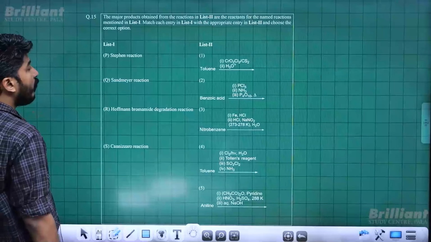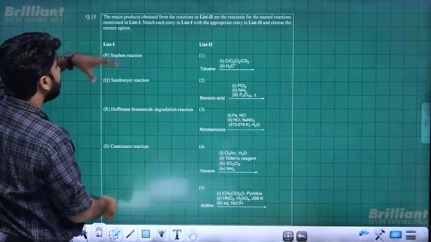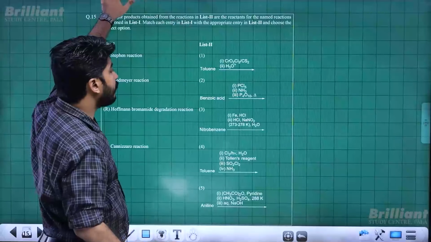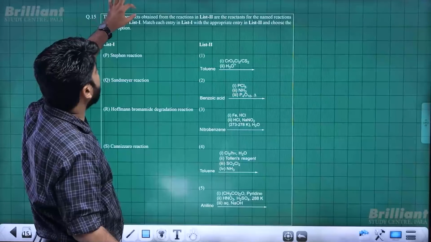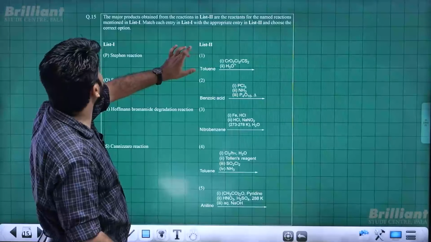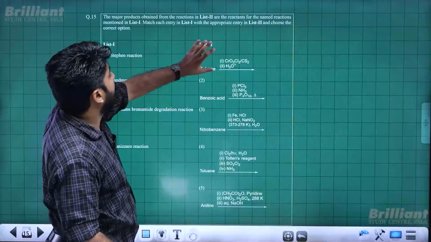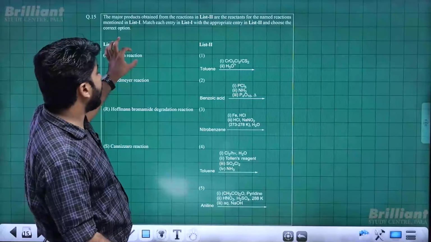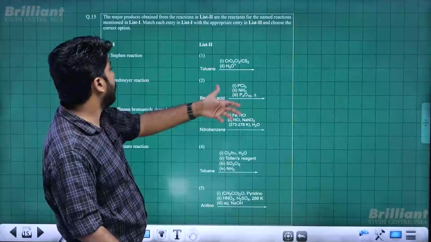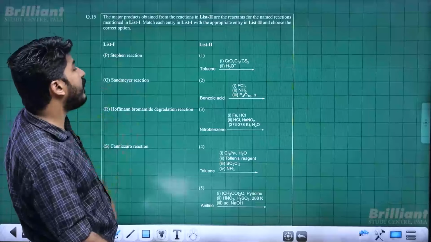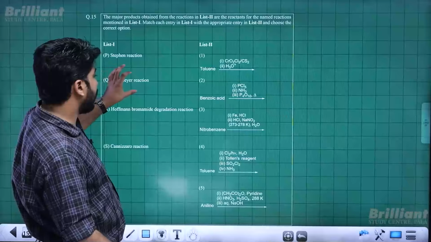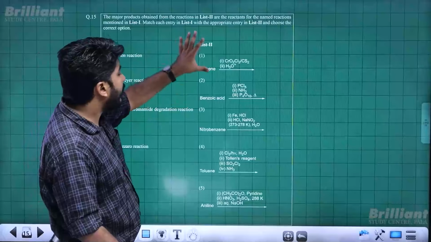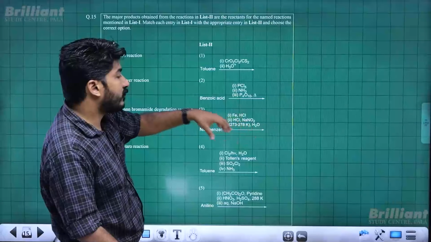Next one is again from organic chemistry. In list 1, certain name reactions have been mentioned, and in list 2, there are certain reaction sequences given, and we need to identify the reaction which gives the starting material for the name reaction. That means for the Stephen reaction, we need to identify the reaction which gives a nitrile, because the Stephen reaction is the conversion of nitrile to aldehyde. Sandmeyer reaction is a conversion of aryl diazonium salts to haloarene, and therefore we need to identify the reaction which gives aryl diazonium salts, arene diazonium salt.